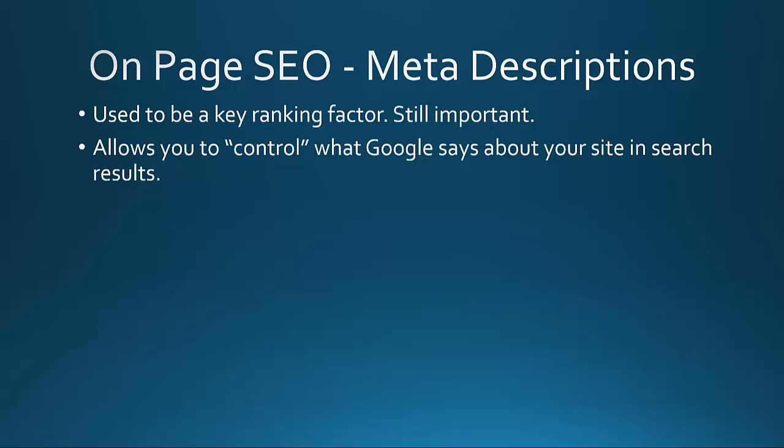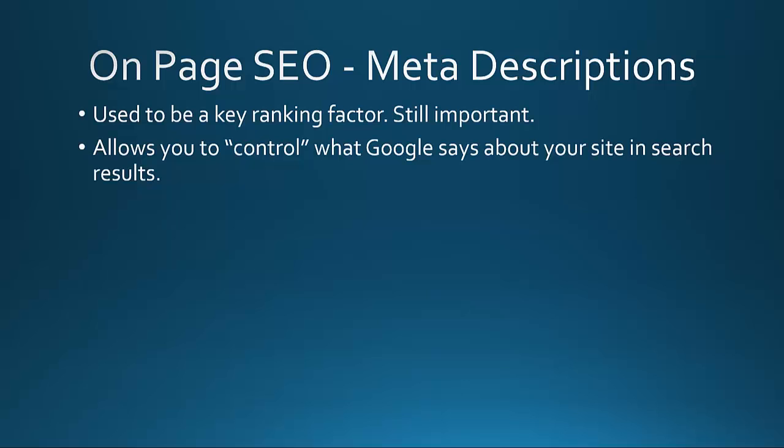So not only should you have a catchy title tag that incorporates your keyword and maybe a reason they should visit your site, because as you're getting impressions, you also want to be getting click-throughs, because it's no good if you have all the impressions in the world, like you show up in the first 3, but people are like, I don't want to click on this site. So this allows you to control what Google says about your site in search results.